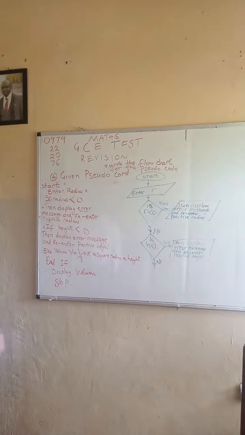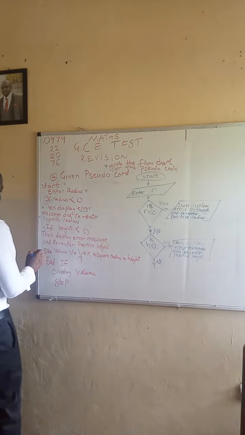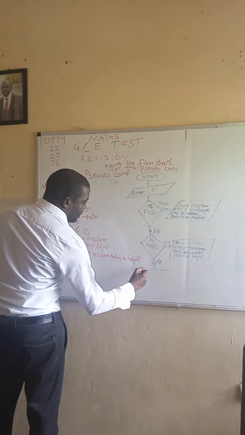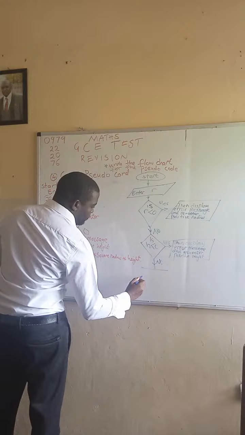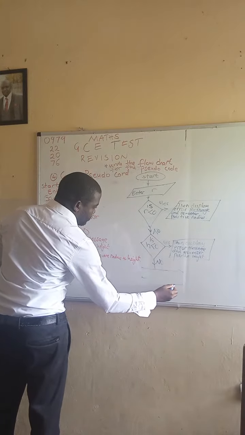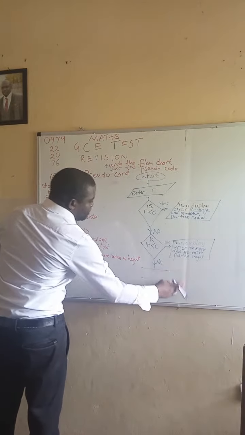Then lastly, we have got the formula bar, this one, for volume. So the formula bar is always a rectangle. It's always a rectangle.